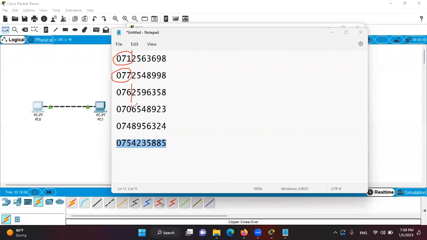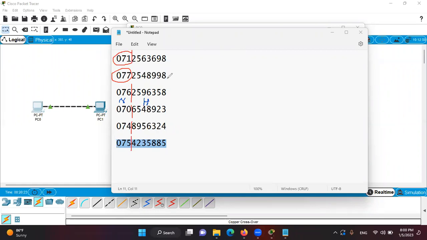In any phone number, the first three digits are allocated to the network. So here, this will be the network component of the phone number and this is the host component of the phone number. The host component is the second, right side part, which identifies the user. So this is a number the user generates.